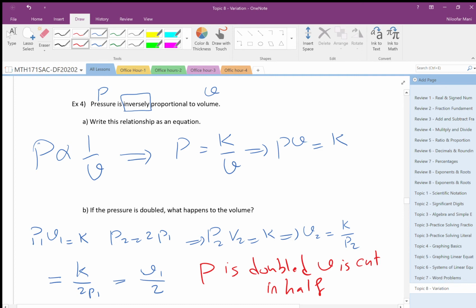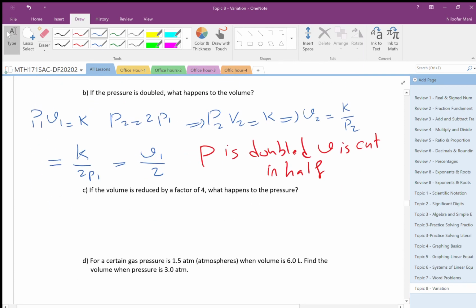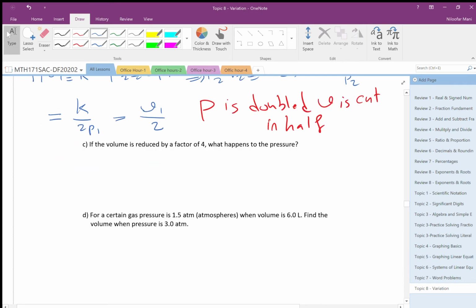Why? Because it is inversely proportional. And the formula is just PV equals K. There is no square or anything else, so you can have different cases. If volume is reduced by a factor of 4, if volume is divided by 4, I do it mathematically. PV is K, therefore P1 V1 is K, and volume 2 is volume 1 divided by 4. What happens to the pressure?